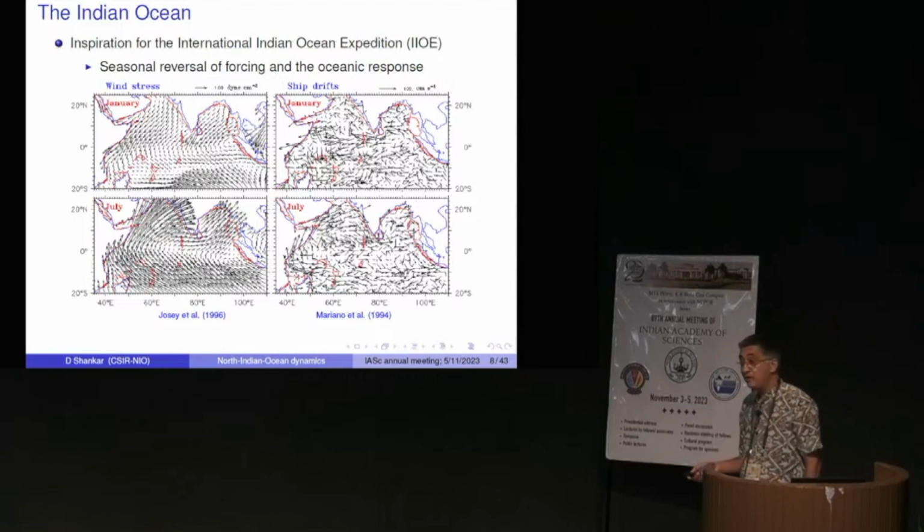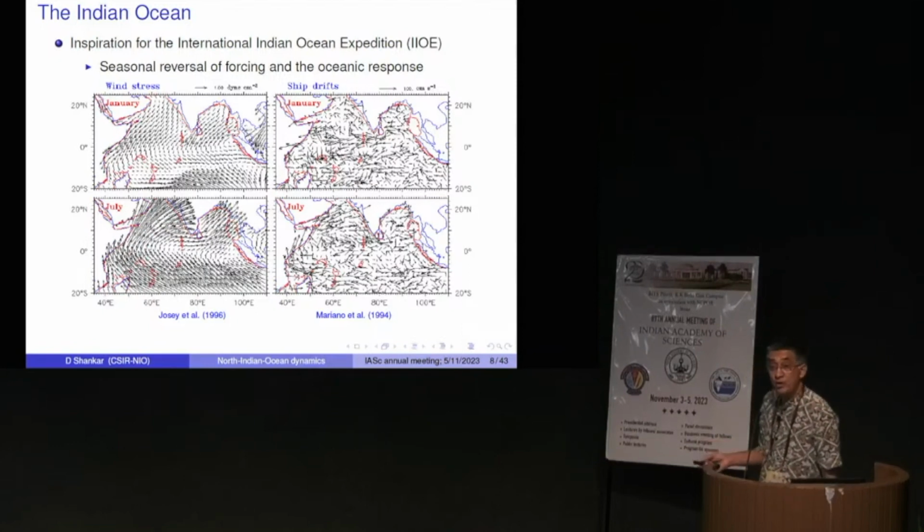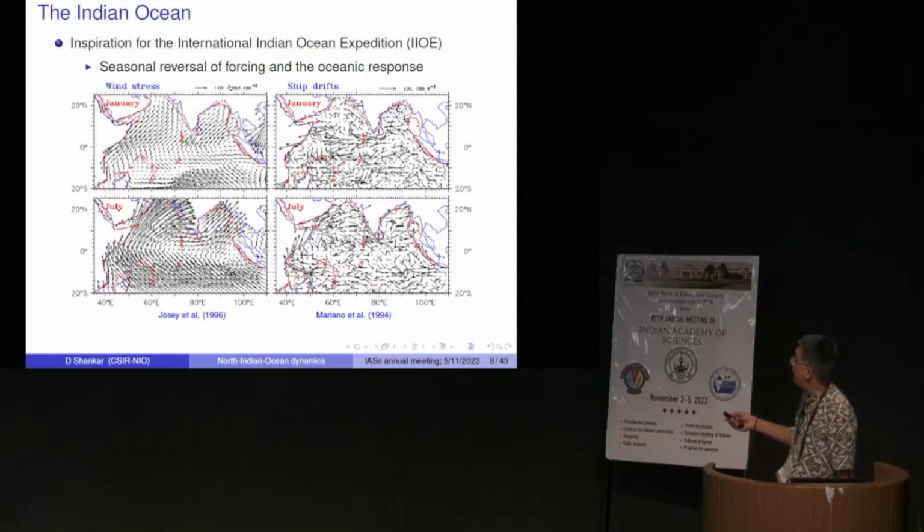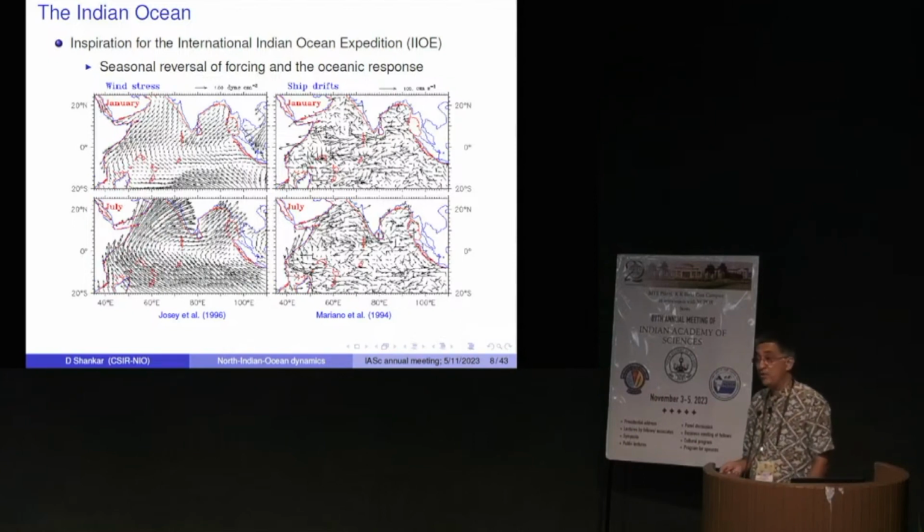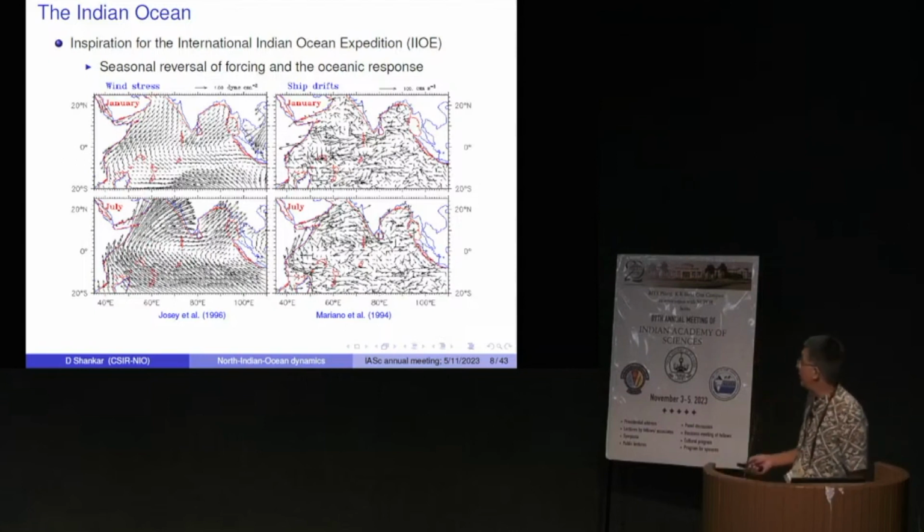When the Challenger expedition mapped the oceans in the 1880s, they bypassed the North Indian Ocean because it was too small to be looked at. Here you have reversing winds, and that was the inspiration for the International Indian Ocean Expedition in the 1960s. It was a remarkable international program with a very large number of countries participating. So you have the winds here in January, the northeasterlies and the southwesterlies in July. That sets up a reversing circulation. So the question is, how do you look at the circulation and what exactly do you see?